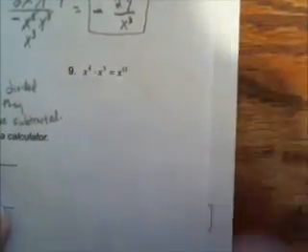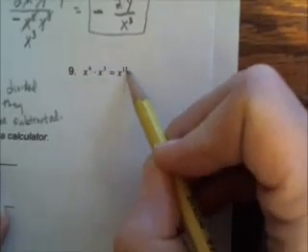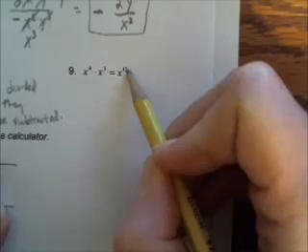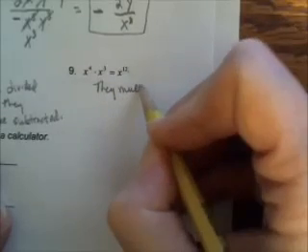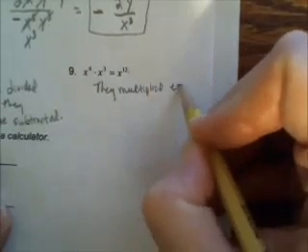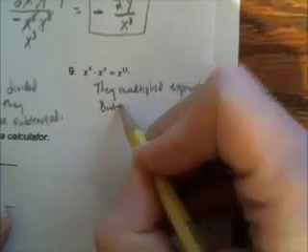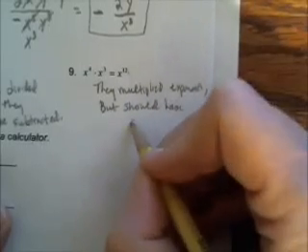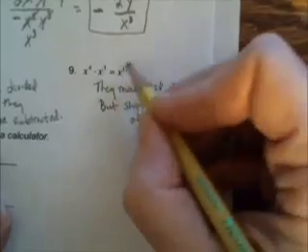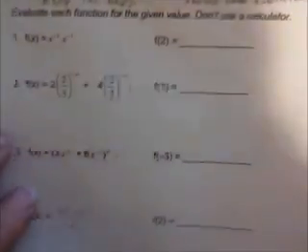And the last example over here, what did this person do? Well, if they think x to the 4th times x cubed is x to the 12th, they multiplied the exponents when they should have added. So it's not x to the 12th, it's x to the 7th. Silly them. You wouldn't do that.